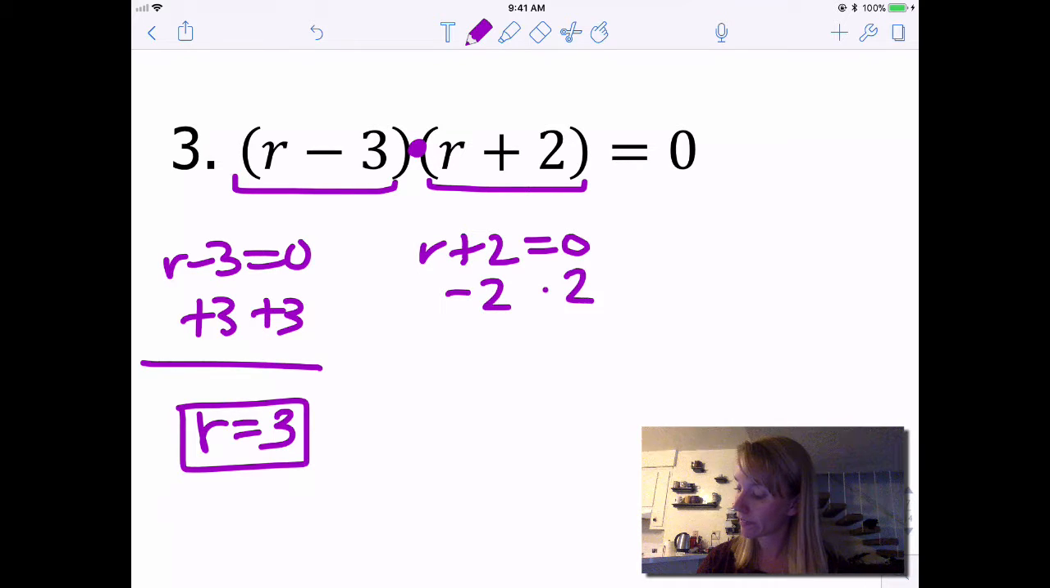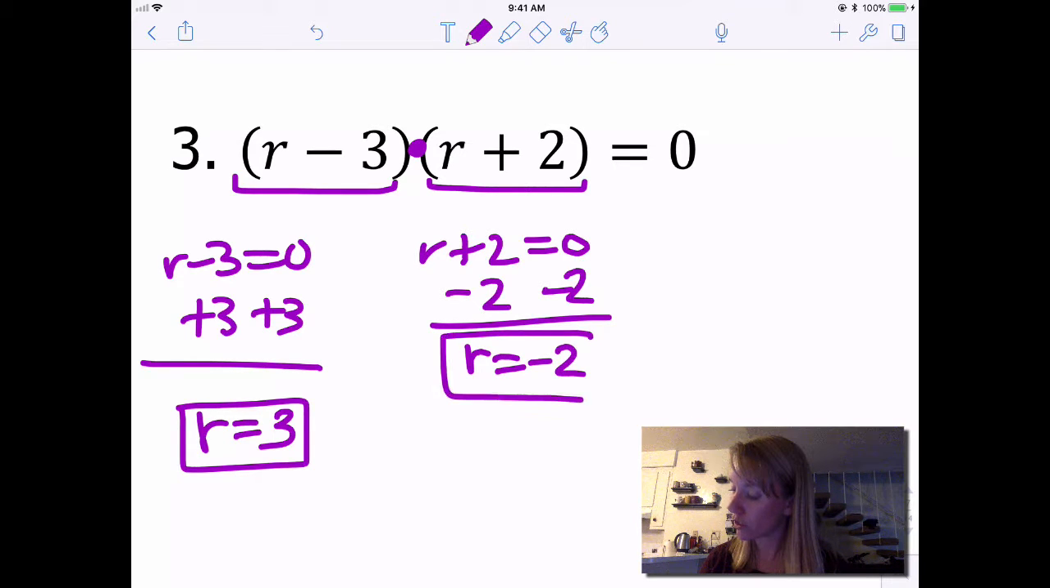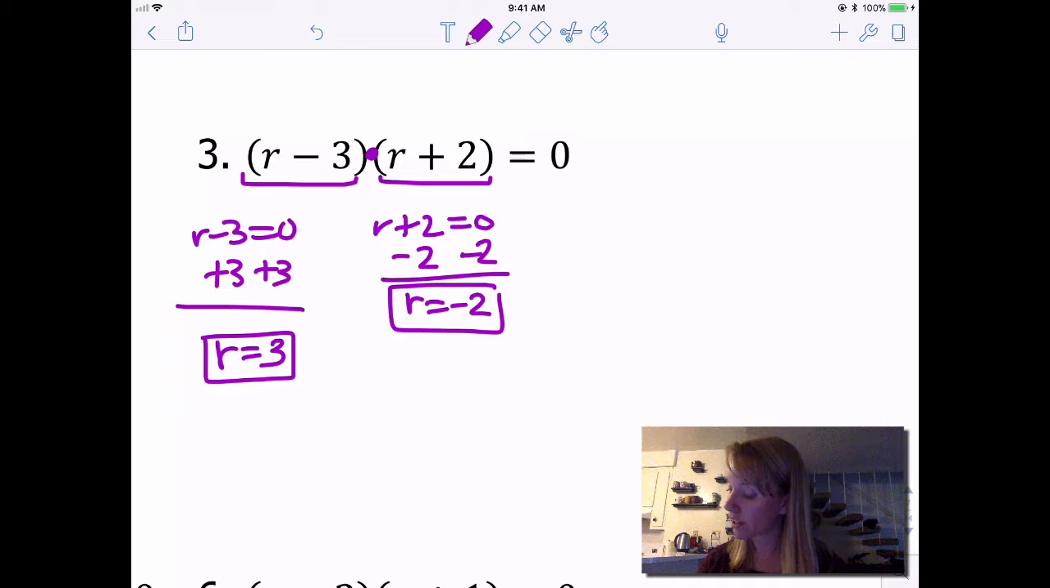I'm going to subtract 2 on both sides, and r equals negative 2. So my final answer is r is 3 and negative 2.